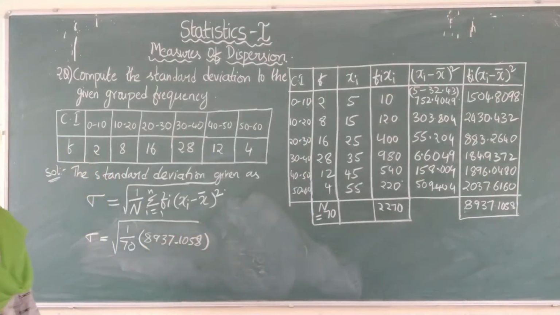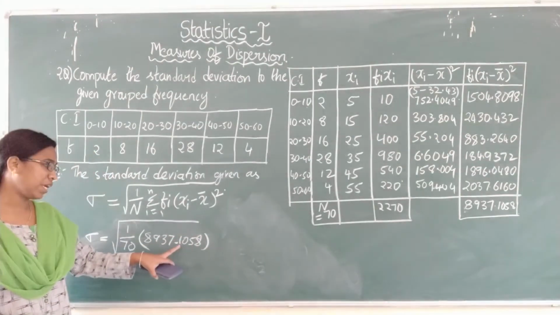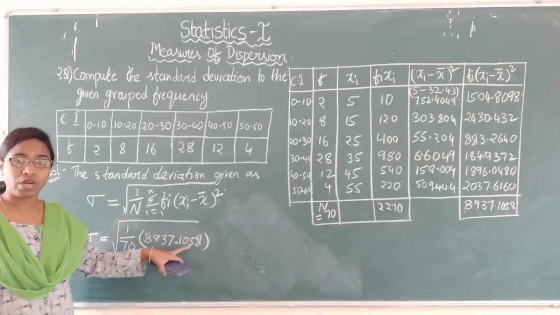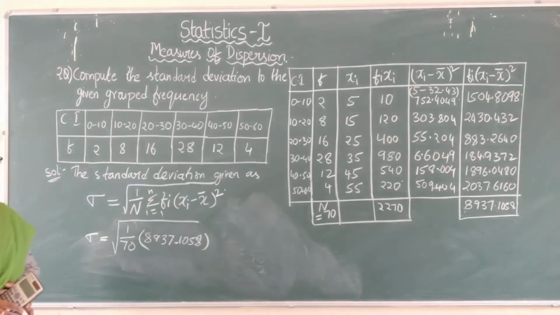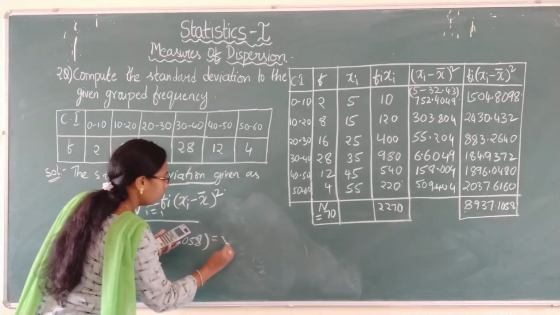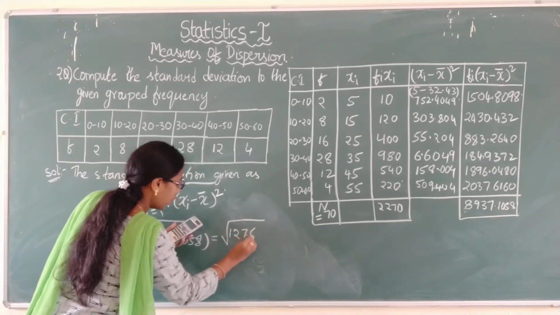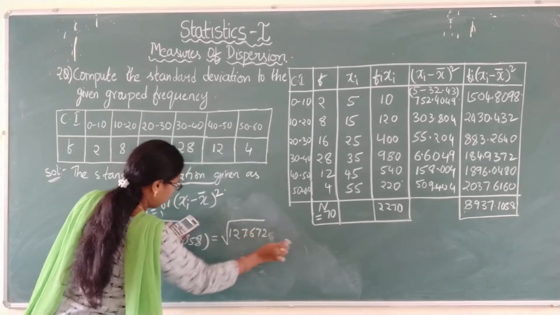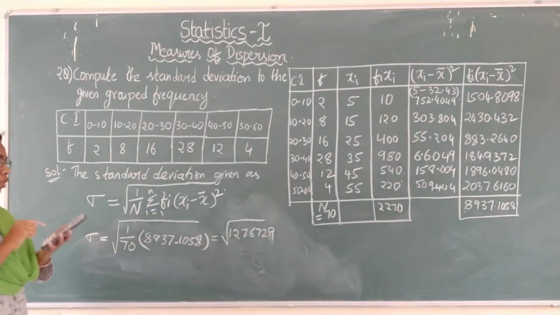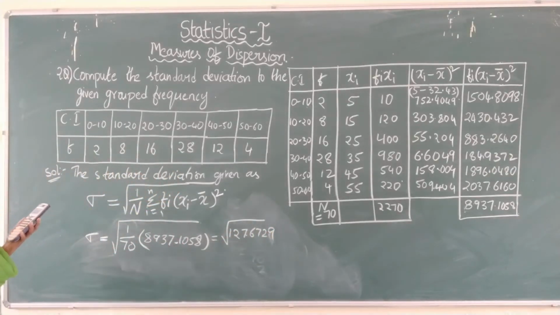Depending on the number of digits you take after the point, there will be a slight change here. Some may be getting 11.1 or 11.2. Even if you get like that, don't think your answer is wrong. Your answer is correct, just the decimal value will be changing. Now 8937.1058 divided by 70, you will be getting square root of 127.6729. Now find the square root of this one, which will be 11.2.